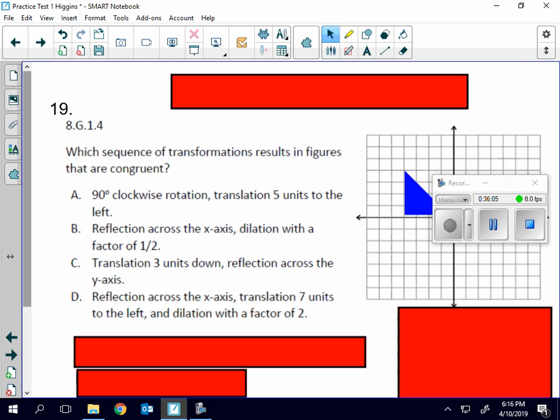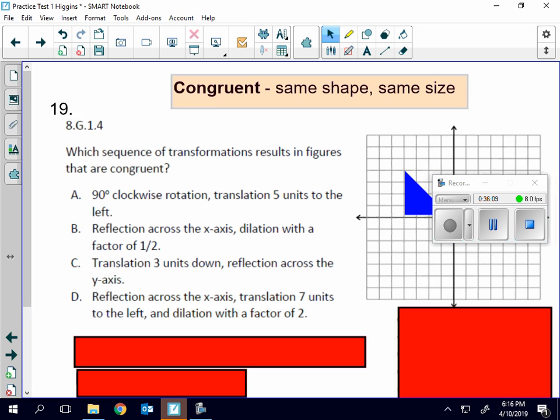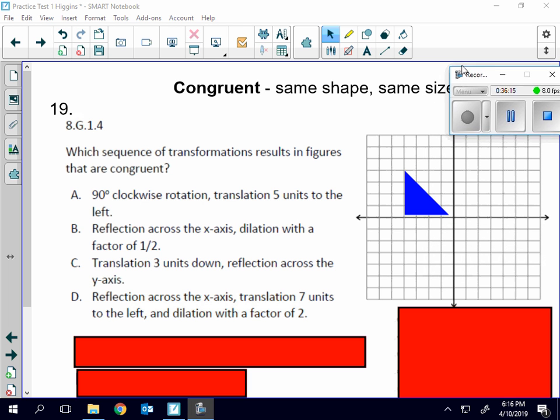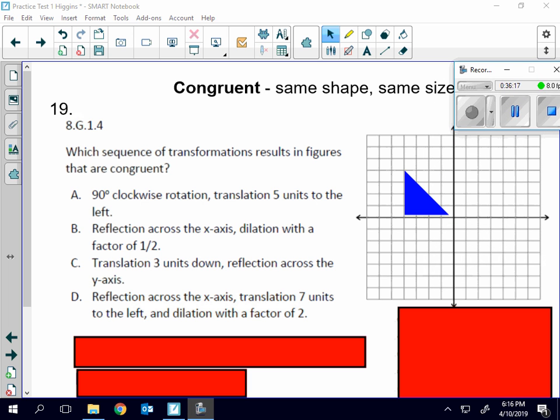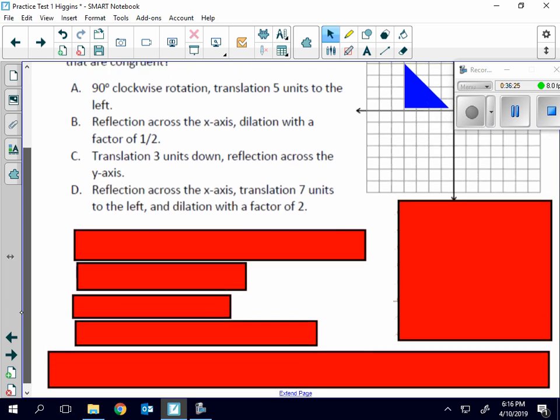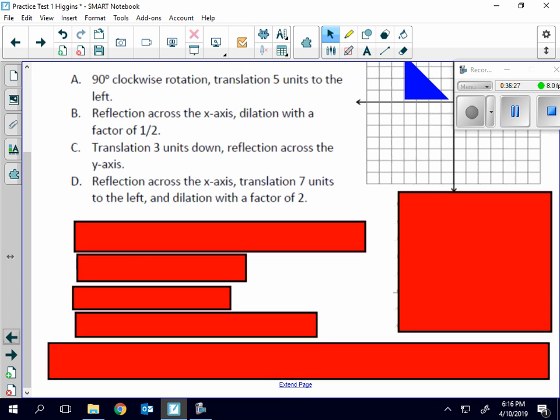First of all, we need to know that congruent just means the same size and the same shape. Congruent means same size, same shape. So let's talk about first all the different types of transformations that we have.